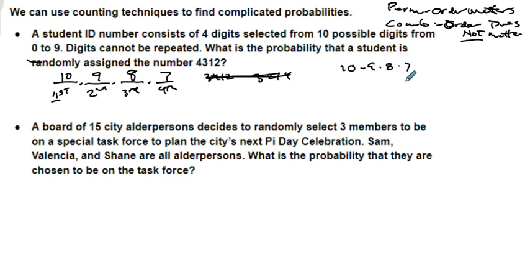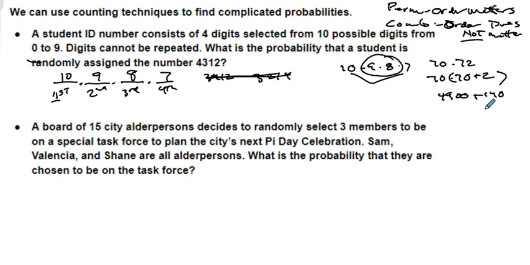I usually like to try to do simple multiplying first before I move from there. So I'm going to do 10 times 7 and get 70, and then 9 times 8 is 72. If I break this into 70 times 70 plus 2, it gets a lot easier. You get 4,900 plus 140, which is 5,040. So this is how many different ways you can do it.